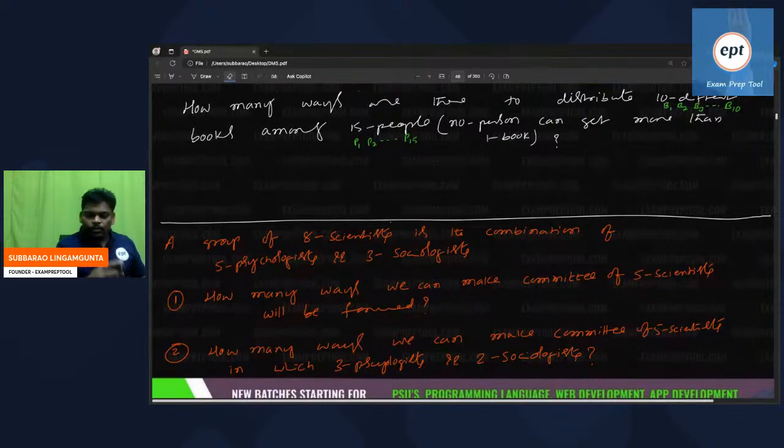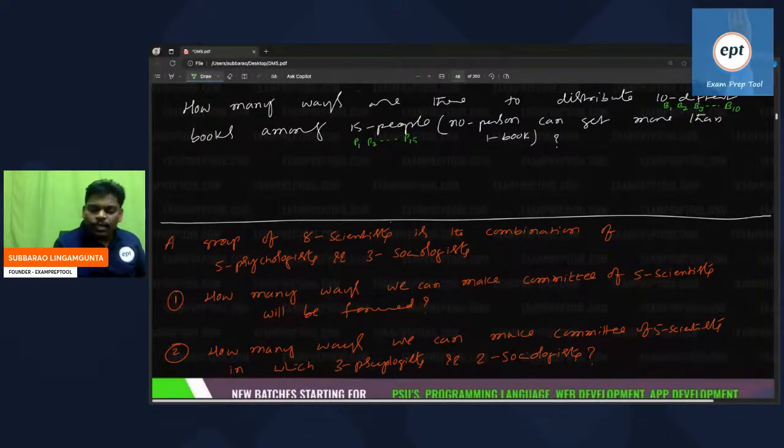Fine. So I think we misunderstood the problem. Please see once. This is the problem: how many ways are there to distribute 10 different books among 15 people, where no person can get more than one book. That is the given problem. Persons are P1 to P15. Books are B1 to B10.